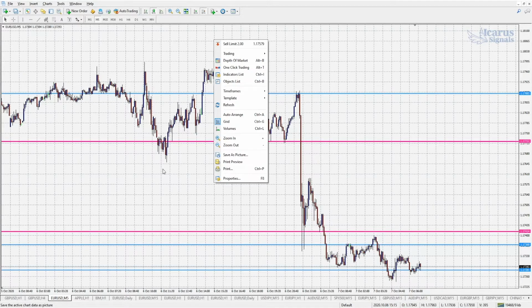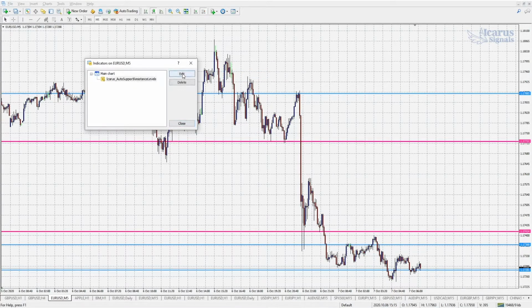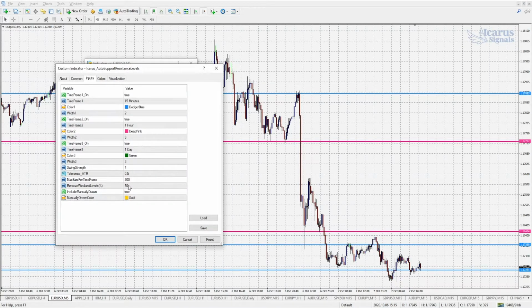And then save those as a template and then drop them onto a range of different charts or different instruments, so you can get the very best out of that particular tool that's been developed for active traders and investors of all different types. Now I'll open up here again. This is another very important input as well. This is removing the weakest levels.